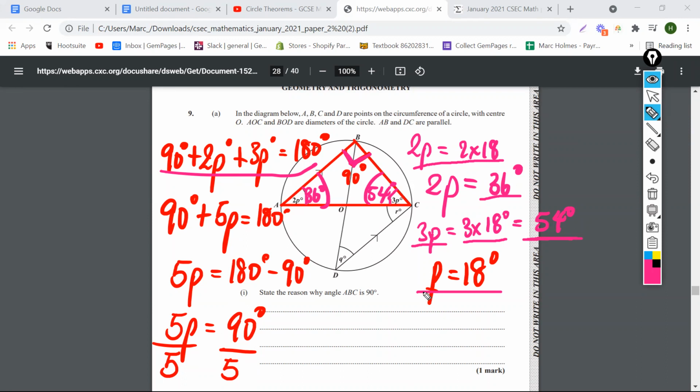So when we find the P itself, then we have to multiply it by 2 to get that one and multiply it by 3 to get the other. But it's usually two angles in a triangle we need to find a lot of the time.